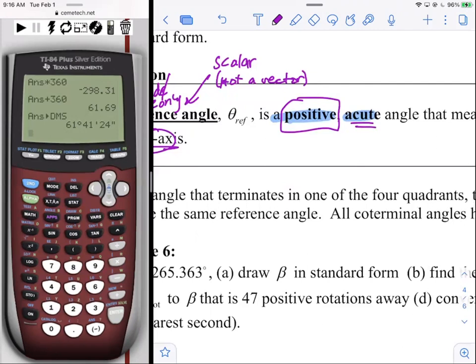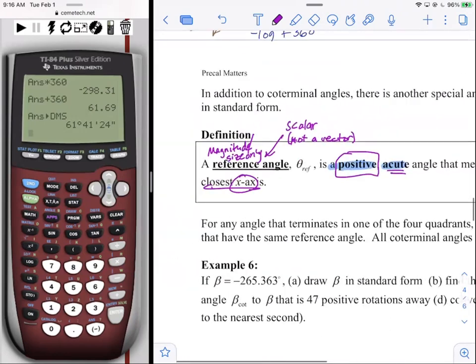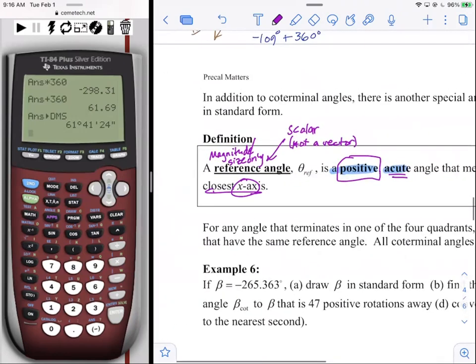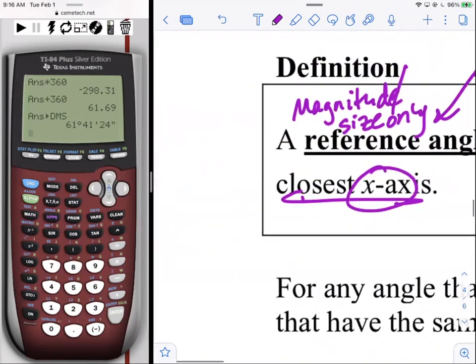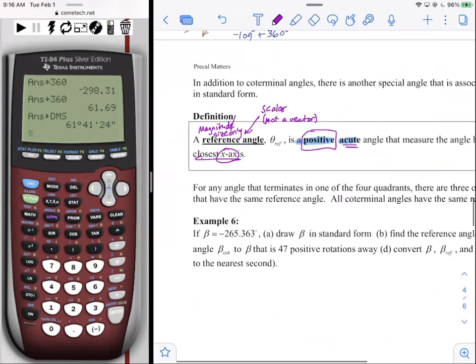A reference angle can be obtuse. False, okay? False. It's got to be acute, so it's going to be between 0 and 90. And it always measures the angle between the terminal ray and which axis? The x-axis, your independent variable. So you're always going to look nestled up against the origin, all right?